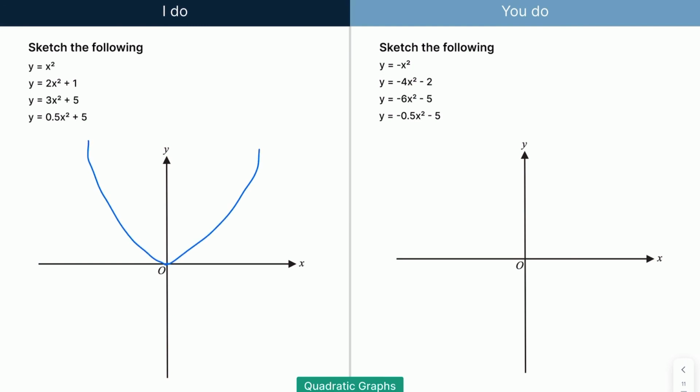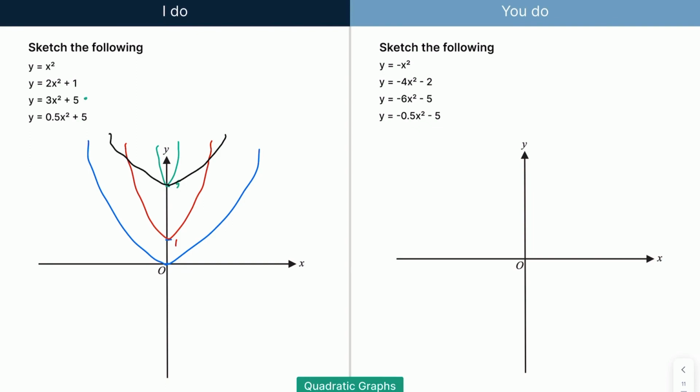Then we have 2x squared plus 1. So it's narrower. And it also now crosses through 1. So we're going to have to label that one. We're now saying it crosses through 1 and it's narrower. And the next one is, well, it's even narrower and it crosses through 5. So almost something like that. And for the final one, it crosses through 5 and it's wider than all of them. So we could just do something like that.